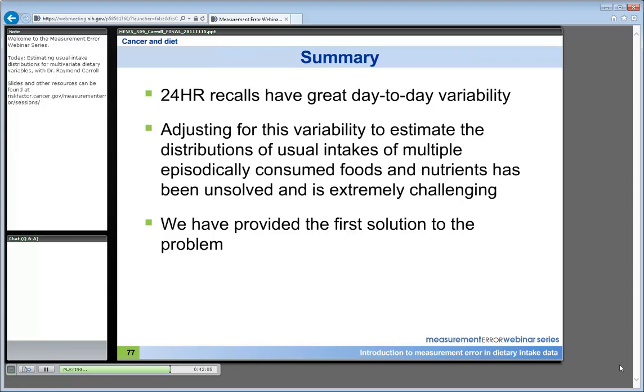So I'm going to summarize here what we've done. 24-hour recalls have large amounts of day-to-day variability. And our problem was a problem of adjusting for this day-to-day variability to try and get usual intakes when we had multiple episodically consumed foods and multiple nutrients. And that's a problem that's been unsolved, and it's extremely challenging. But we were able to provide what is right now the first solution to the problem, and we're applying these to other quality indices as we're speaking.